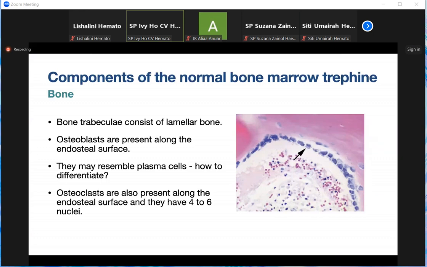If you see enough of them, you will be able to tell. Normal plasma cells, everybody knows, have the nucleus eccentrically placed, and the osteoblast, of course, is also eccentrically placed, but look at the nucleus. We always talk about the clock-face appearance of the chromatin pattern in the nucleus. And of course, the color of the cytoplasm will help us to differentiate between these two cell types, and of course, the location of these cells. The osteoclasts are also present along the endosteal surface, and they have 4 to 6 nuclei.